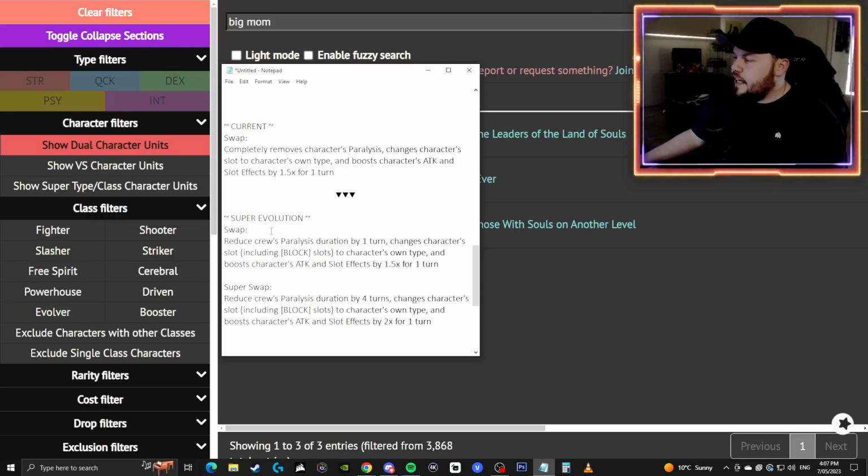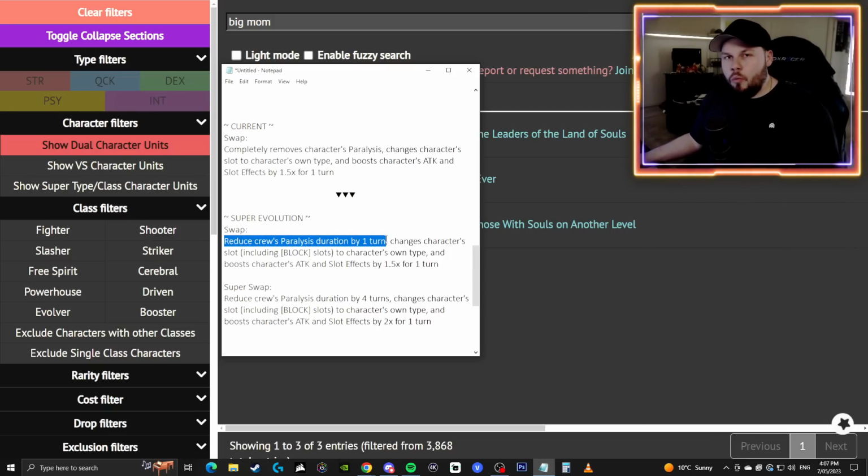And the way that I've done that here is we've obviously added a super switch, which we know that all the dual units that have had super evolutions have had this. Now, what I've done here with this character's swap is instead of removing the paralysis on themselves, which basically never helps in a lot of circumstances, it's just going to reduce the crew's paralysis duration by one turn.